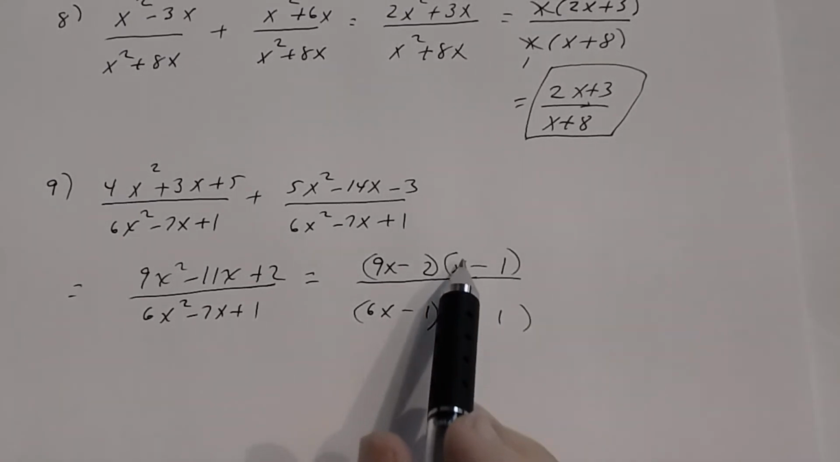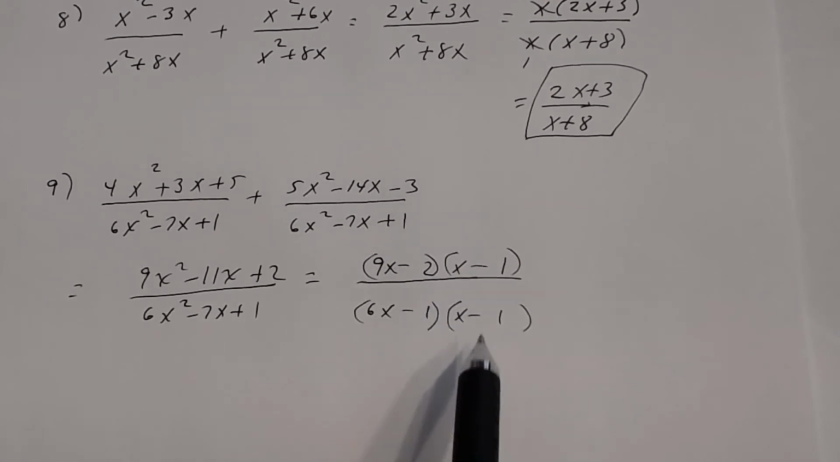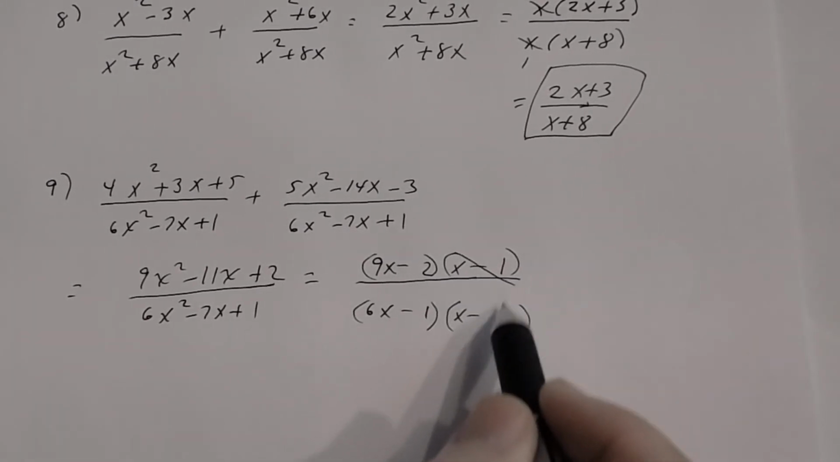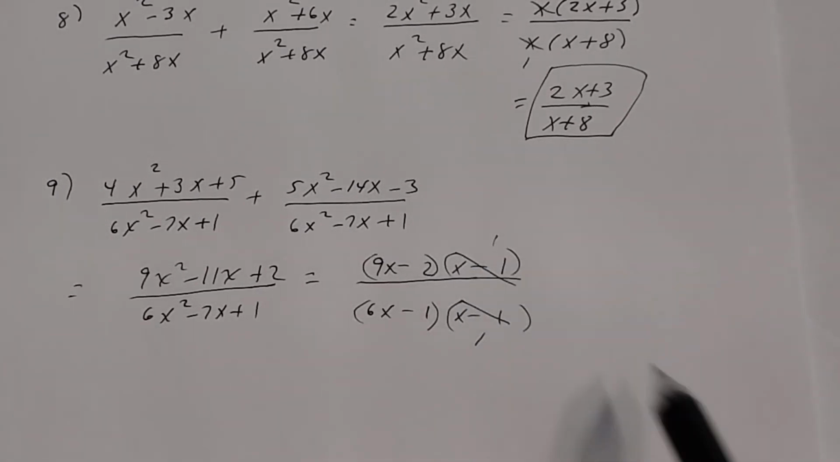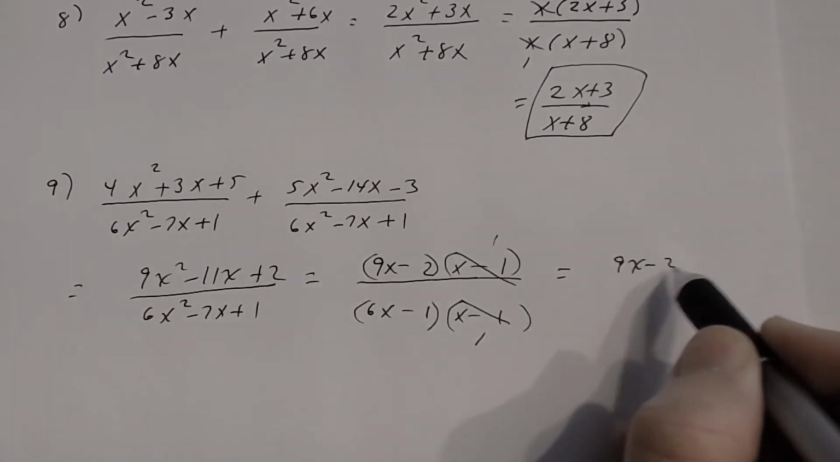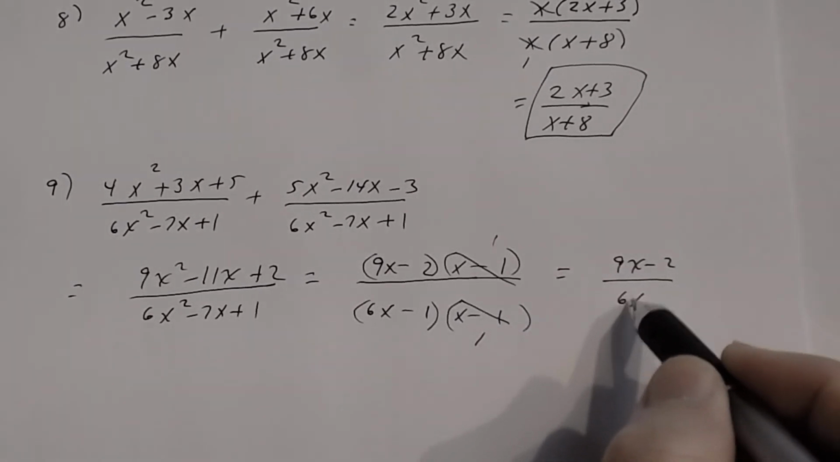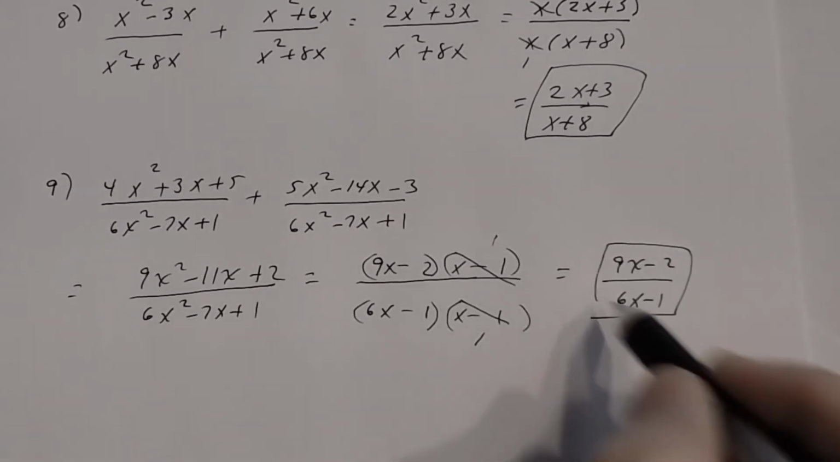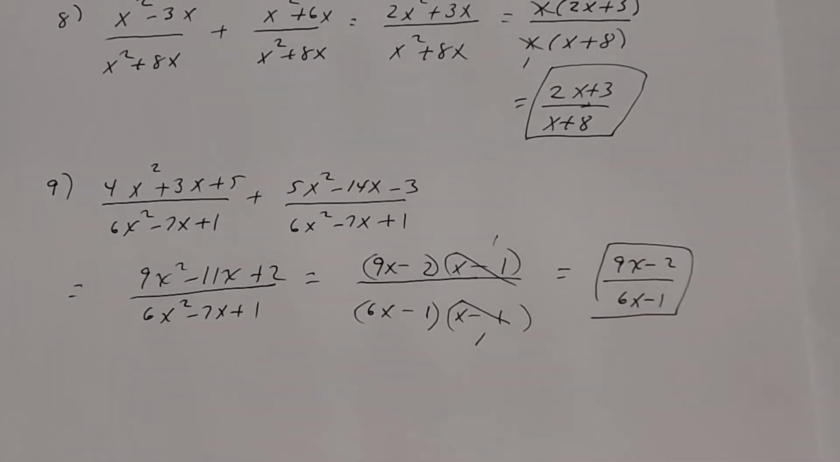And notice I have some common factors in the numerator and the denominator that I can divide out. And remember that when you divide out, you get factors of 1. And so therefore the answer is 9x minus 2 divided by 6x minus 1. Okay? All right, so that's the answer there.